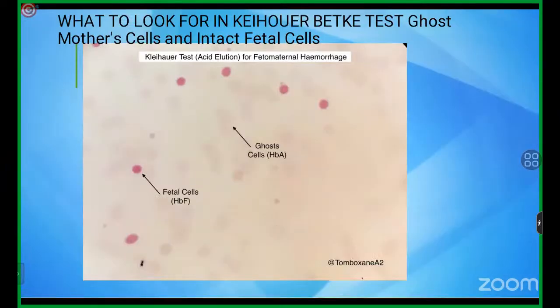So in acid dilution, this is what we observe in our slides, especially when we have completed the staining method. So you can see the ghost cells that are not clear in the background, and those ghost cells are associated with hemoglobin A, adult hemoglobin. That means that those are maternal cells. Then we can see the fetal cells, which are intact and very, very clear.